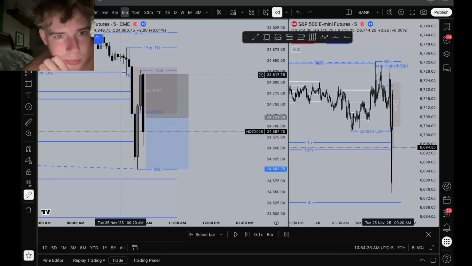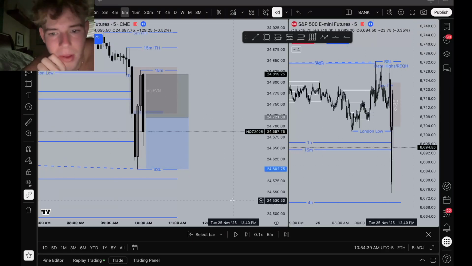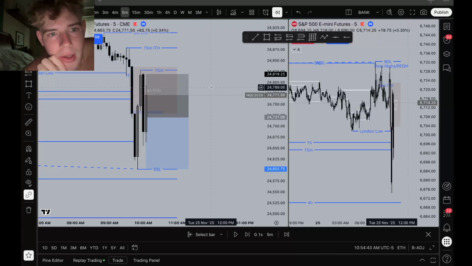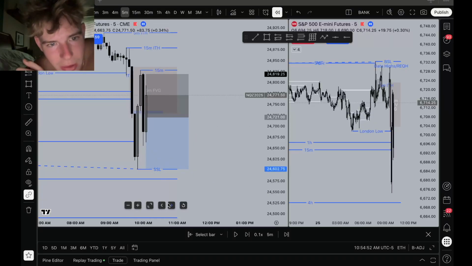So boom, stop loss here, take profit here, break even point on ES. And yeah, so I then get filled here. I'm not too scared at this point in time because, all right, it's just a 5-minute pullback and then we should just deliver, right?